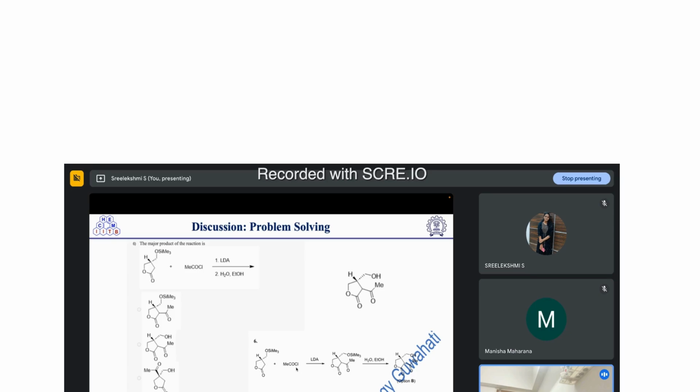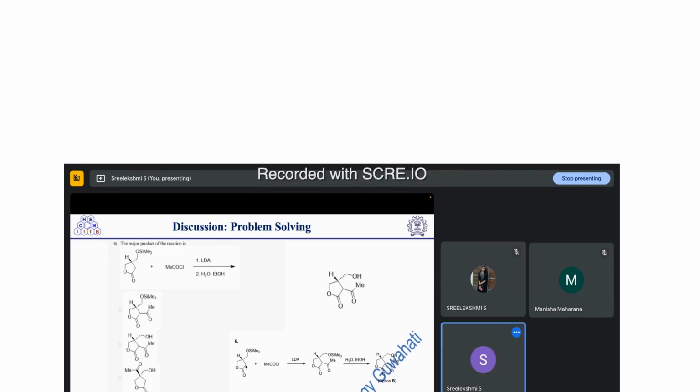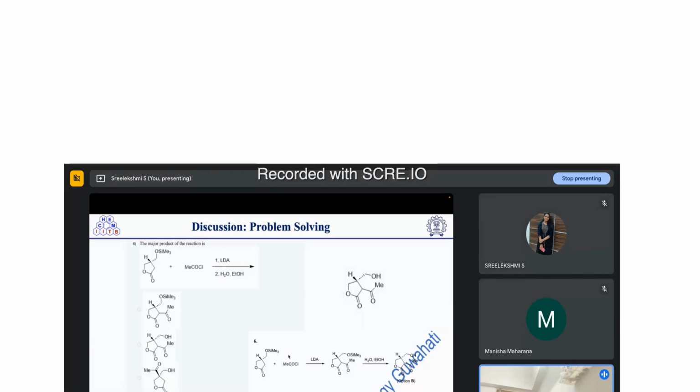So here what is happening is that first, in the presence of LDA, this will add to the alpha position of this lactone, and that will form this compound. Then water ethanol will be deprotecting this Cl group, which will form this compound. So this is an example of a base catalyzed acylation reaction. First, this negative charge will attack this carbon and the Cl minus will be leaving in the presence of LDA. Then water ethanol will deprotect this TBS group to get this option B.